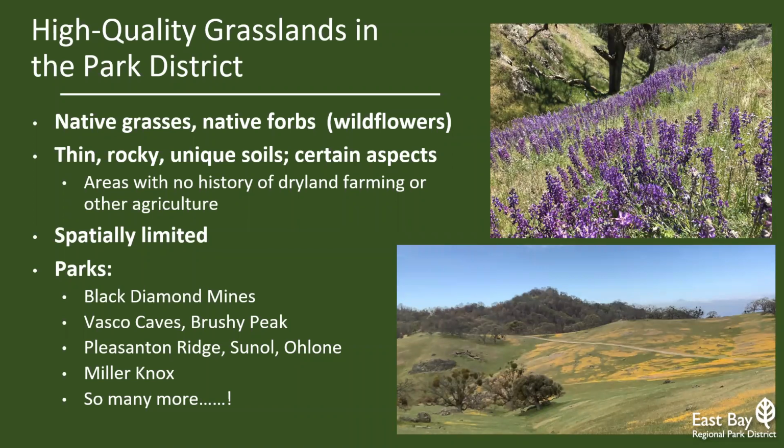They usually occur on thin, rocky, and/or unique soils and on certain aspects, which means on northeast, south, or west-facing slopes. They also generally occur in areas with no history of dryland farming or other intensive ag use. They're spatially limited, and I have a list started here of parks that have exceptional high quality grasslands. And as I made the list, I realized that I think every park probably has these high quality grasslands. They just haven't been mapped or described yet.